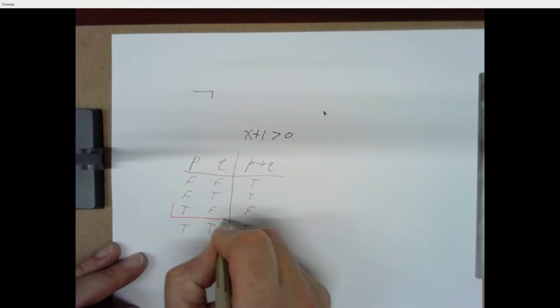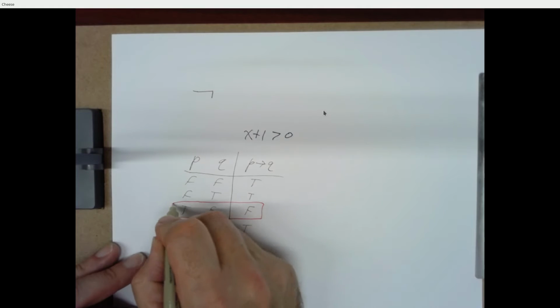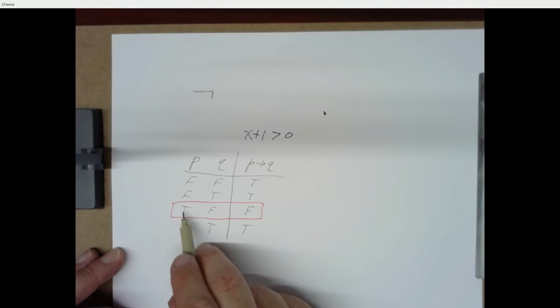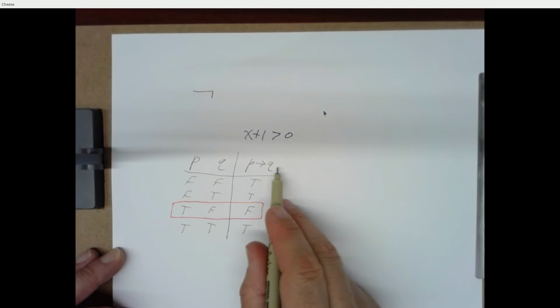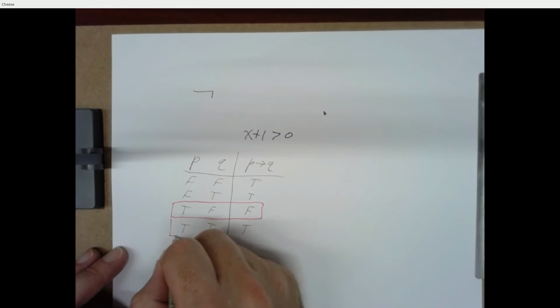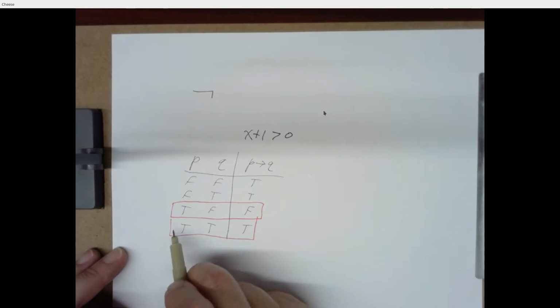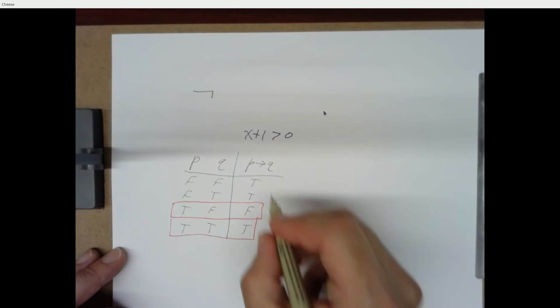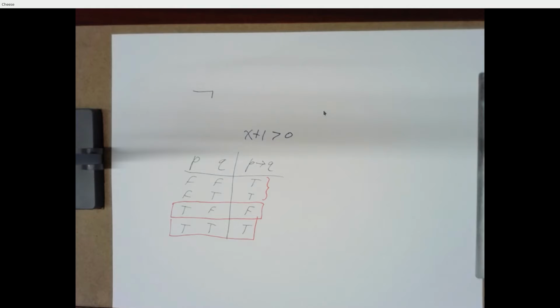And this makes sense. This says if P is true, Q must be true. Well, in this case, P is true and Q is false, so clearly this statement is incorrect. So that's certainly false. In this case, P is true and Q is true. That's exactly what this claims, so that's fine. But these two entries are a little bizarre. And it's this: if false then anything.